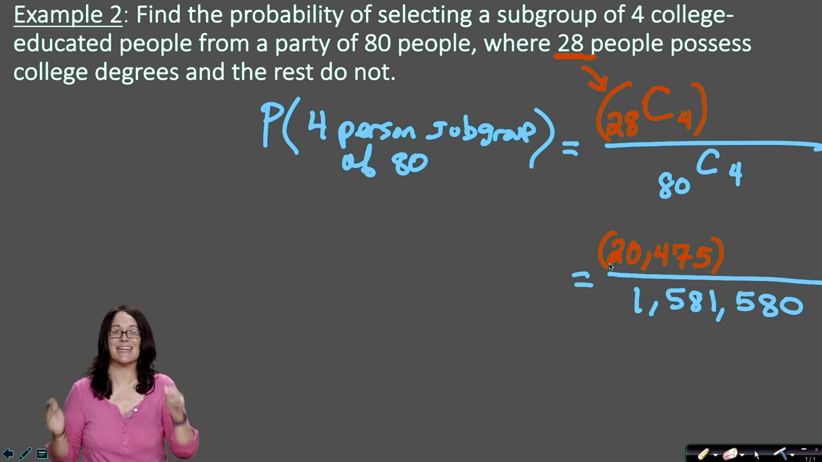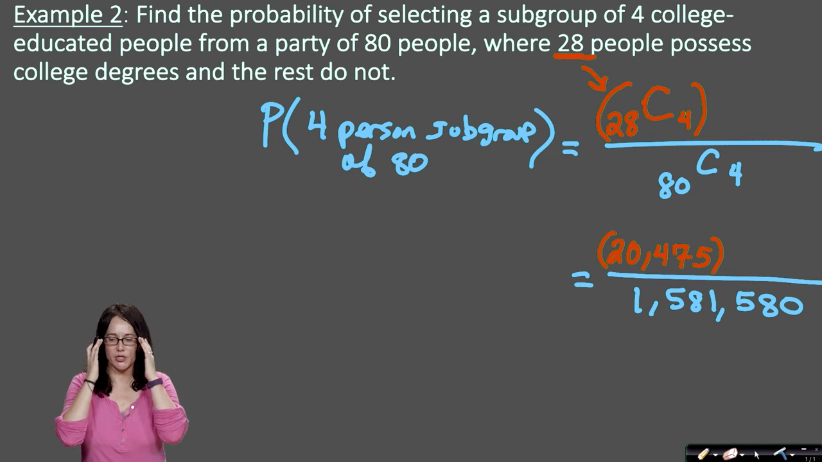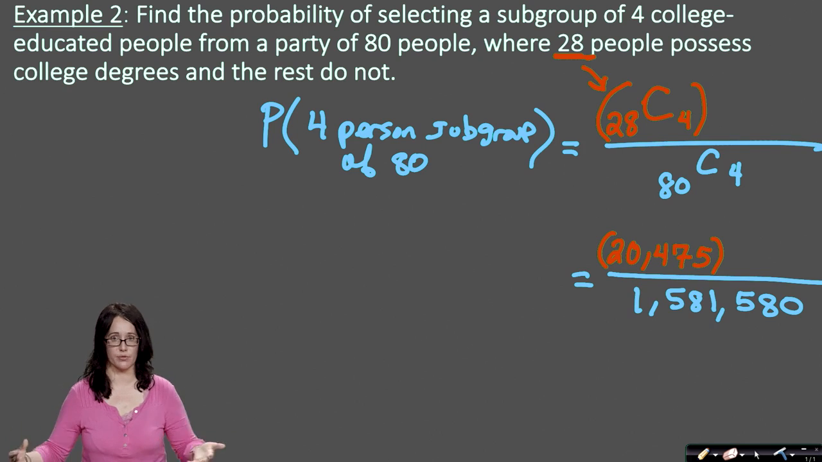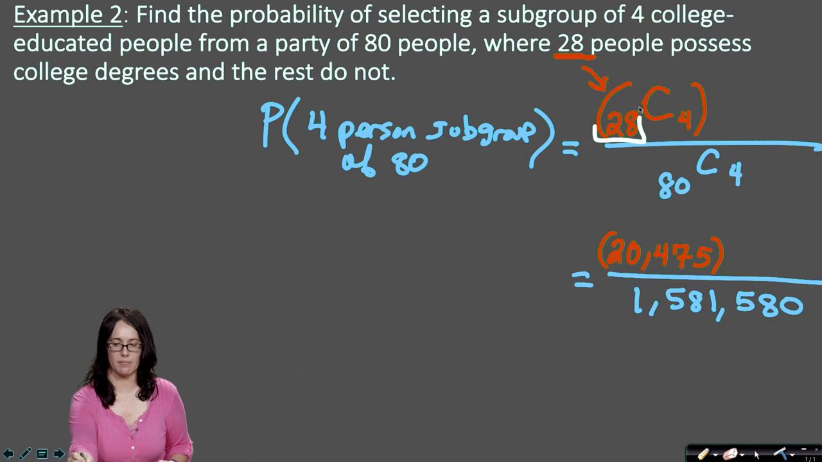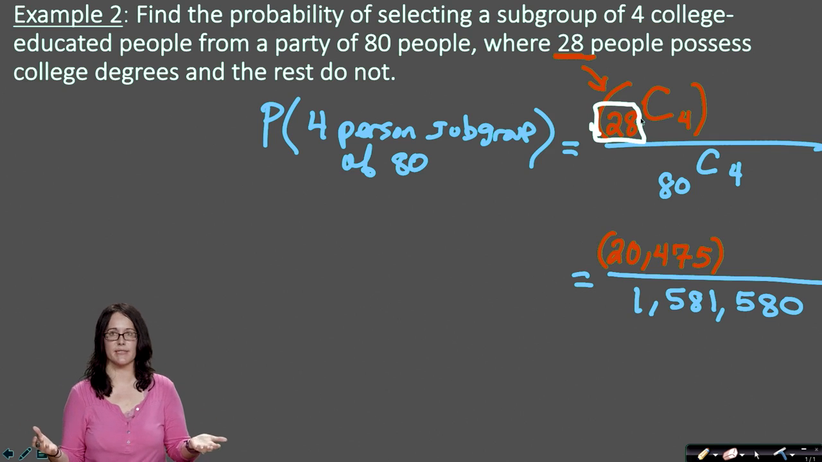Now, technically, that is your entire numerator, but I wanted to show you a cool little trick to keep yourself organized. If you're like me, you like to keep things very organized. One thing that I like to do when I'm setting up these combination probability questions is make sure that I've accounted for everyone at the party or everyone in the deck of cards or whatever it is you're talking about. For example, I've talked about the 28 college-educated people, but if you're only separating them by that one characteristic, then the other people at the party would not have a college degree.